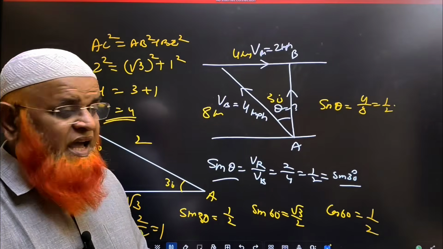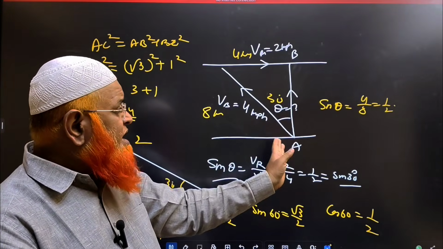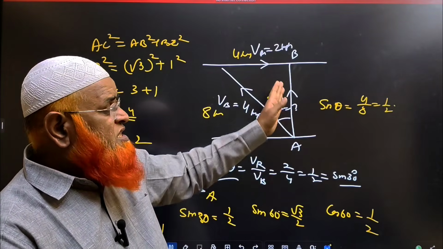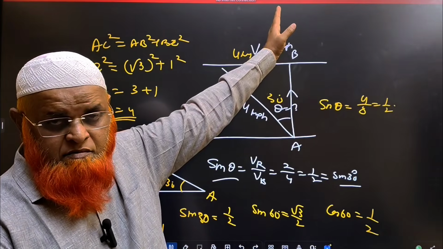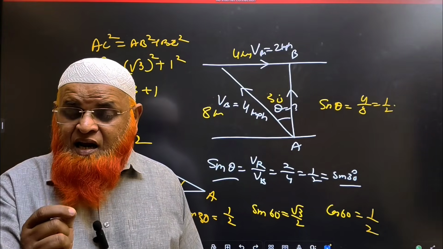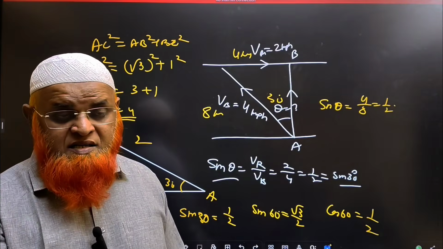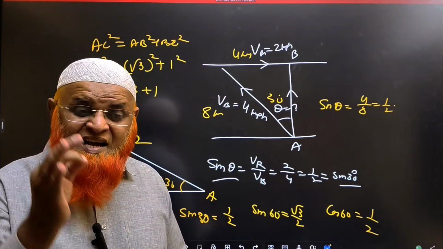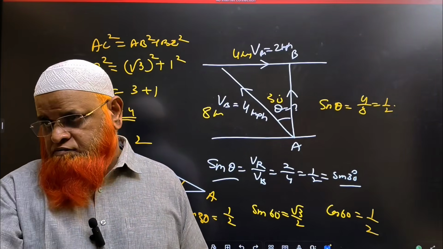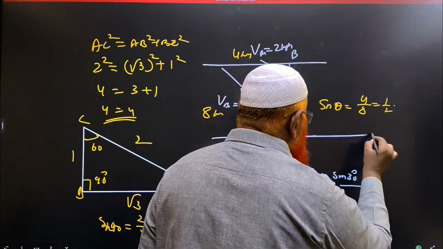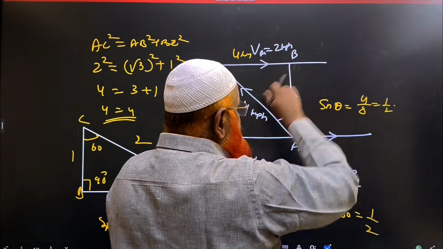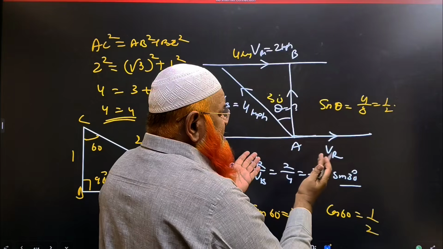Okay, sometimes he will say, what is an angle made by the boat with the vertical? If you ask, find the angle made by the boat with the vertical, means angle is how much? 30 degrees. Sometimes he asks you, find the angle made by the boat with the river flow. So what is the direction of the river flow? This is going to be the direction of the river flow. Either the direction of the river, this is also direction of the river.